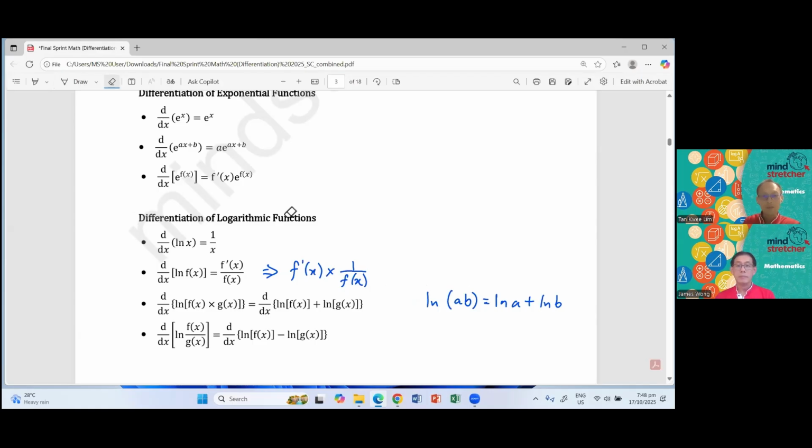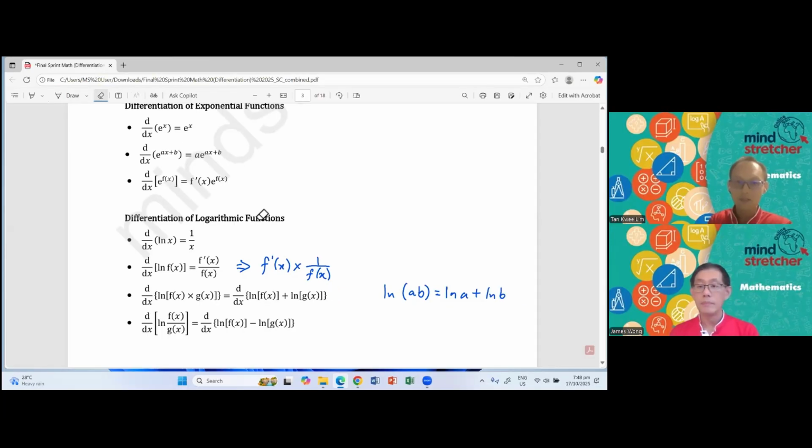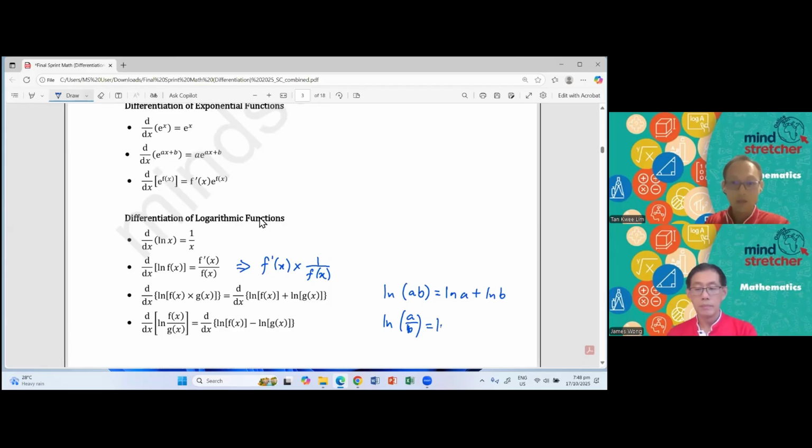Which is when we have a ln of a function, then it will be just the derivative of the function over the function. Okay, and the next one is this ln of f(x) over g(x). Same thing, we will have to consider this law of logarithms, where if it's a ln of a over b, the logarithm of a over b, this is also ln a minus ln b, right? Okay, so with this, that is why you have this to be simplified.